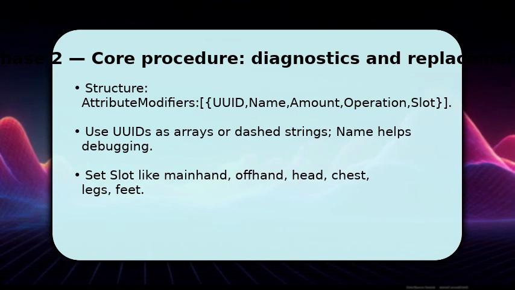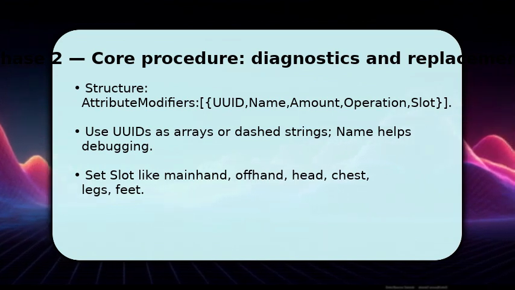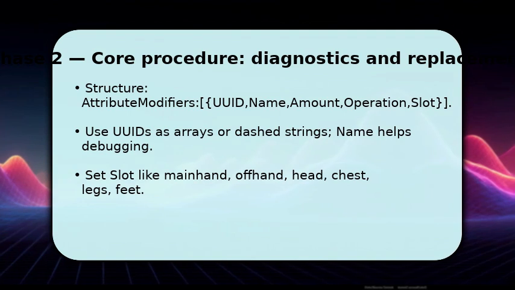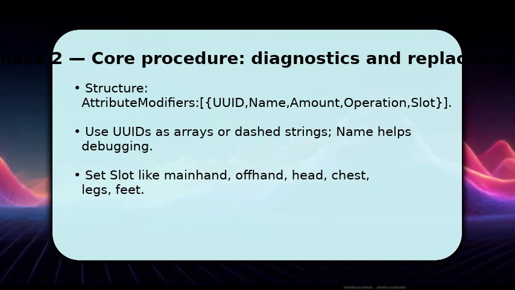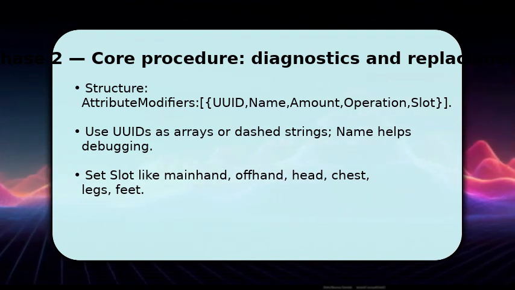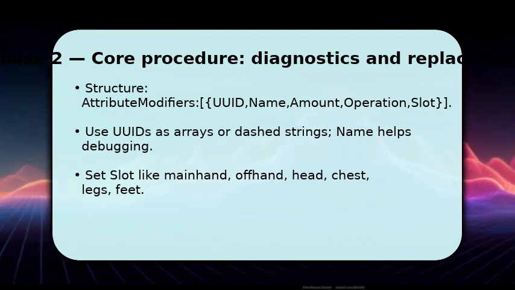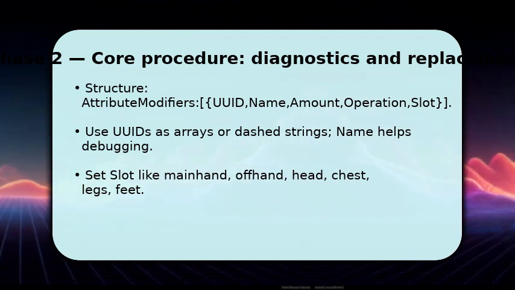Amount uses digits. For % use values like 0.5 for 50% with operation 1. Assign slot carefully. Main hand versus offhand changes the effect. Once assembled, paste into /give or data modify commands.